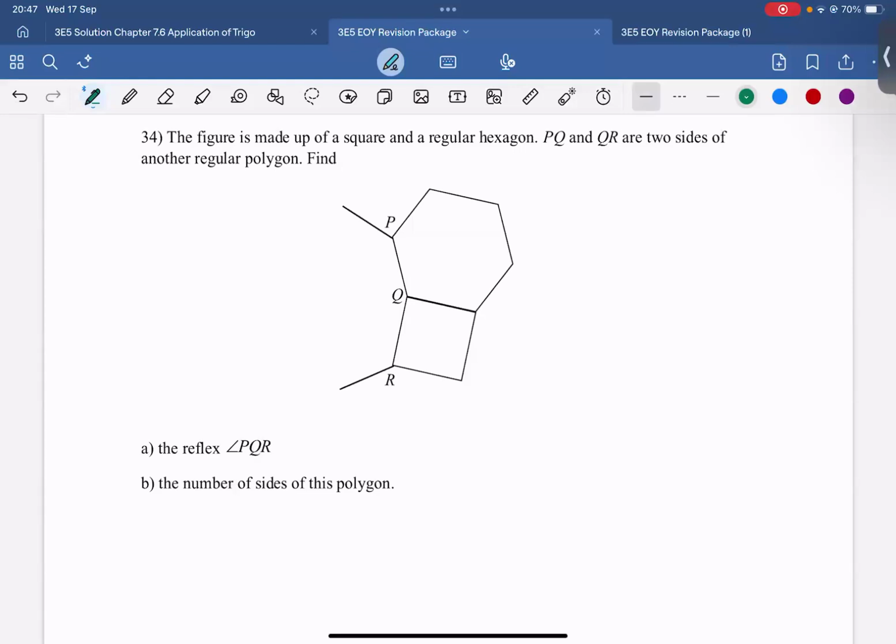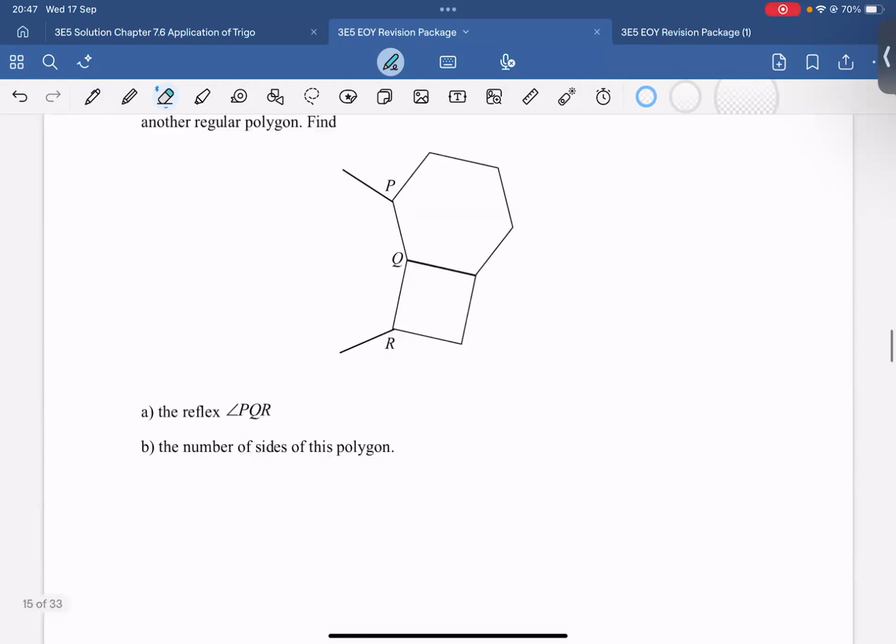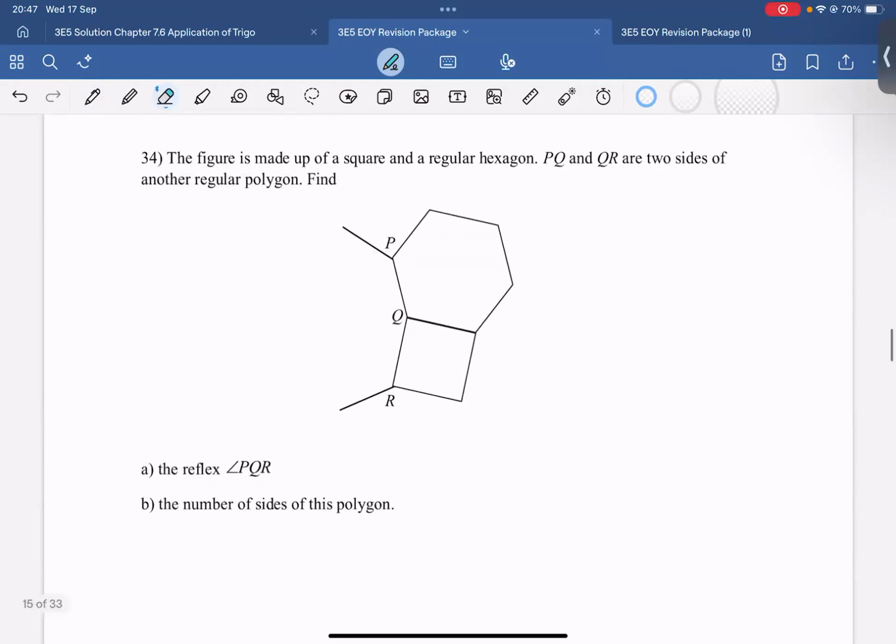Bro, you know how many sides a square has? 5? Okay, good. First, find reflex PQR. Which is reflex PQR? This or this? The green one or the red one? The green one. Red. Yeah, red. Reflex means more than 180 degrees.